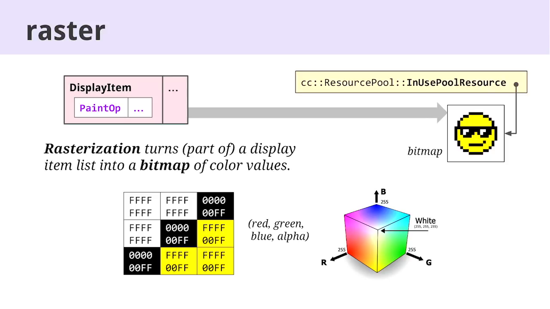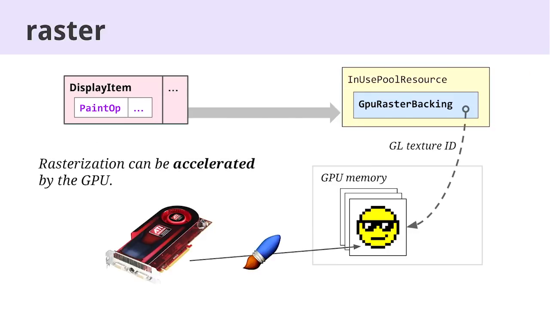So the paint ops in a display item list are executed by a process called rasterization. And rasterization turns a display item list or some portion of a display item list into a bitmap of color values. And each cell in the bitmap holds values for 4 color channels. The rastered bitmap is stored in memory, typically GPU memory, referenced by an OpenGL texture object. The GPU can not only store the output, but it can also run the commands that produce the bitmap, and that's a mode we call accelerated rasterization, or GPU rasterization. Keep in mind, so far these pixels are just in memory, so they're not on the screen yet.